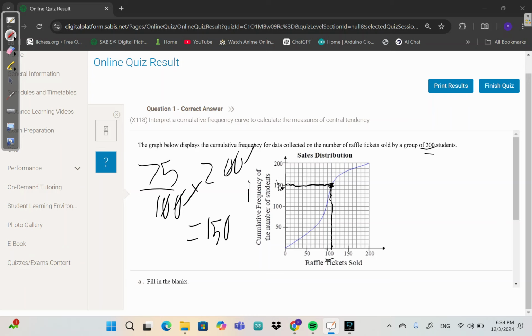Now, to know how much each block is, we count just how many blocks is between 100 and 150. So it's 1, 2, 3, 4, 5. So it's 5 blocks. So 50 is 5 blocks, which means that each block is 10. And our upper quartile, we said, is 1 block after 100. So our upper is going to be 110.